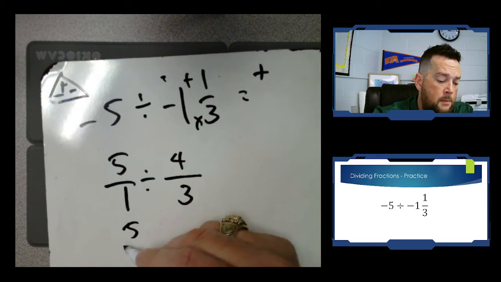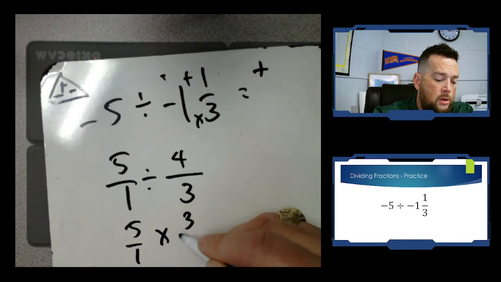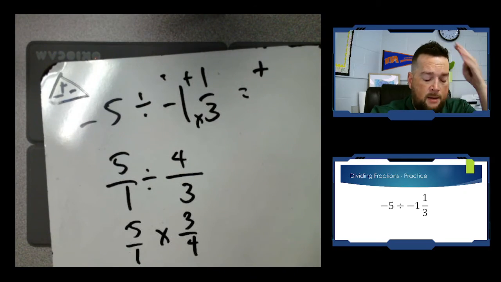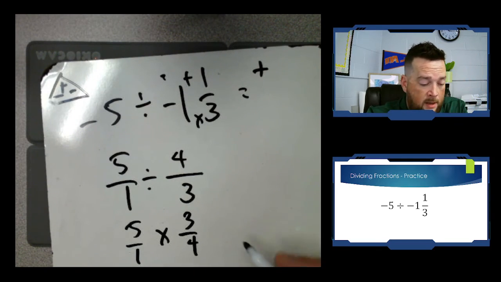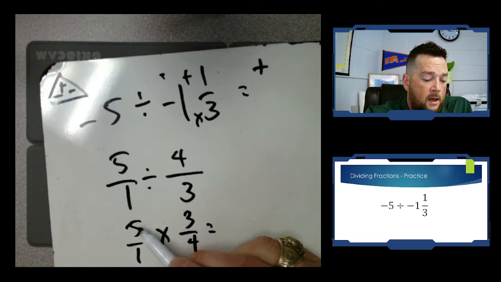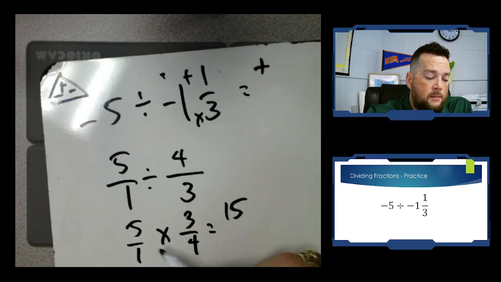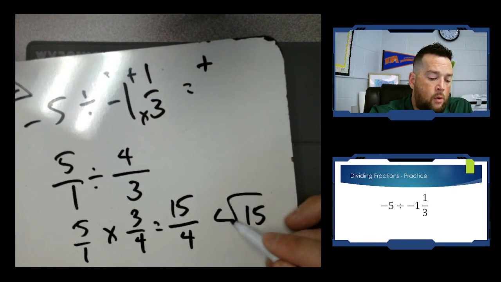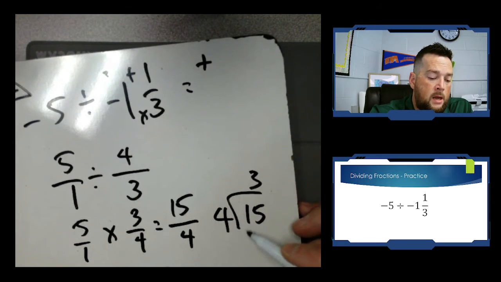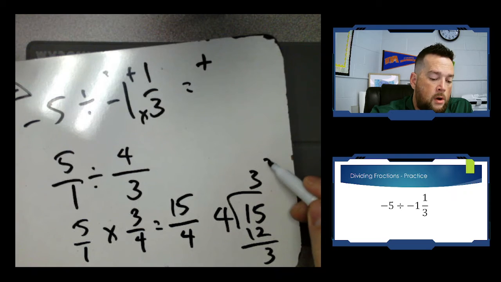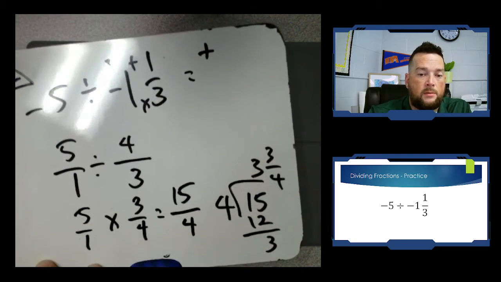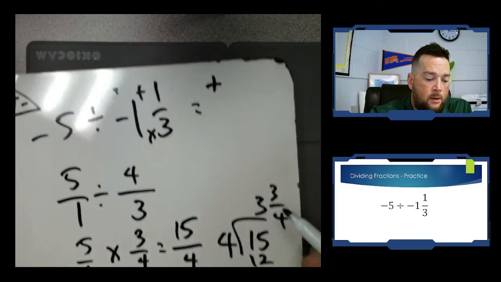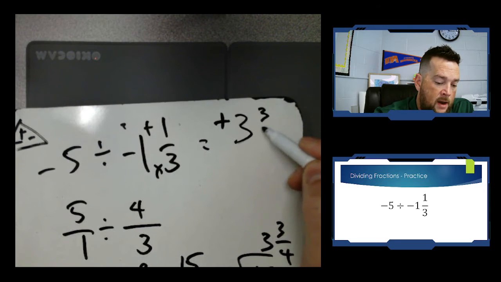Then we're going to keep, change, and flip, just like that. I have this fly buzzing around my head. 5 times 3 is 15. 1 times 4 is 4. And then 15 divided by 4 is going to be 3, with the remainder of 3/4. Okay? So just like that, we're going to take our answer, put it up here for our final answer.